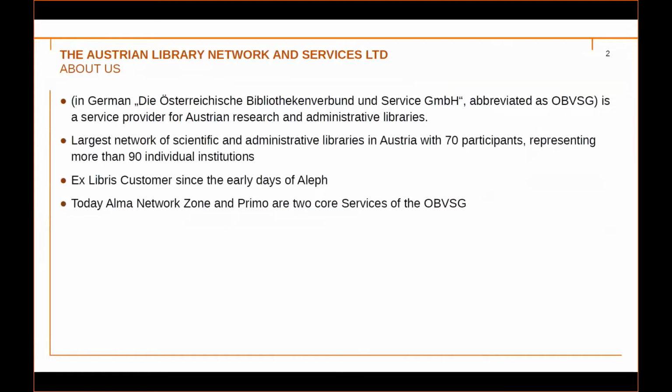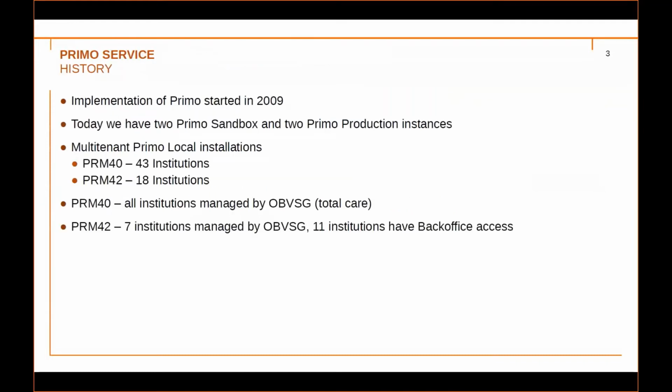And yeah, we are Ex Libris customers since the early days of Aleph and also Primo. And today Alma Network Zone and Primo are two of the core services of the OBVSG, which we are providing to our institutions. The implementation of Primo started a long time ago in 2009. Maybe some of you don't remember the old user interface because you started using the new user interface from the beginning, but we had it.